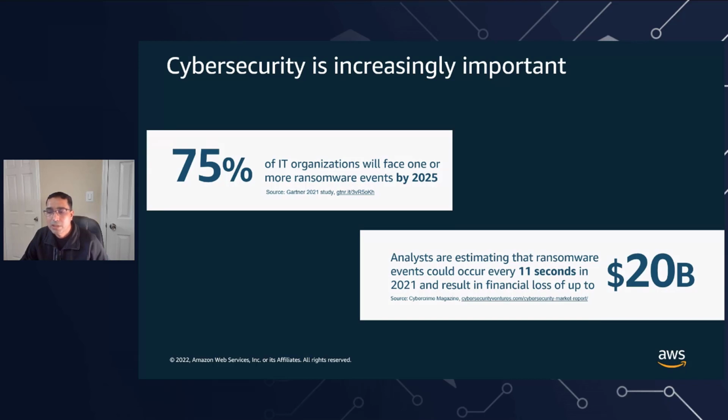One of the cybersecurity research firms predicted that globally, as of 2021, almost every 11 seconds there was a ransomware attack. And that used to be 14 or 15 seconds back in 2019. So it is only going from bad to worse. It's estimated to cost close to $20 billion going forward.